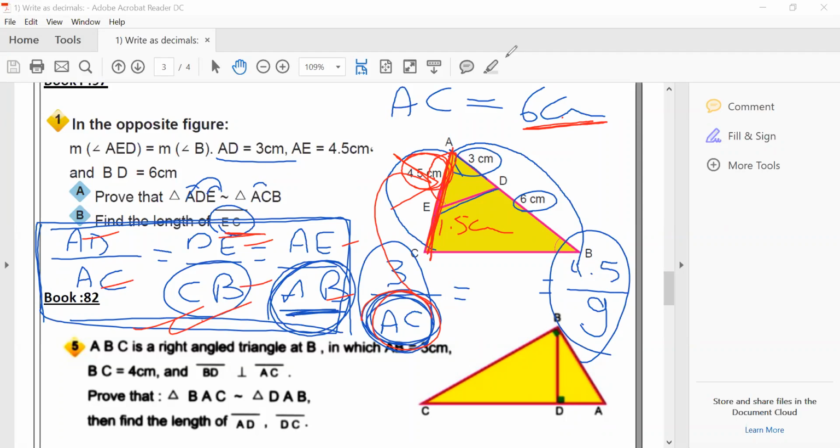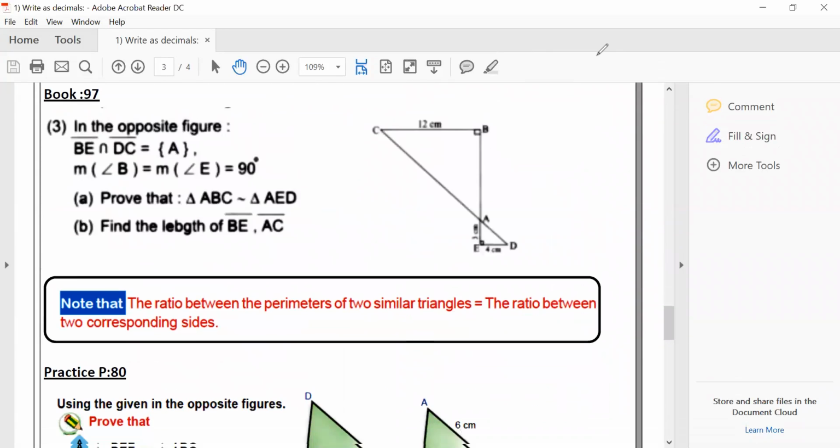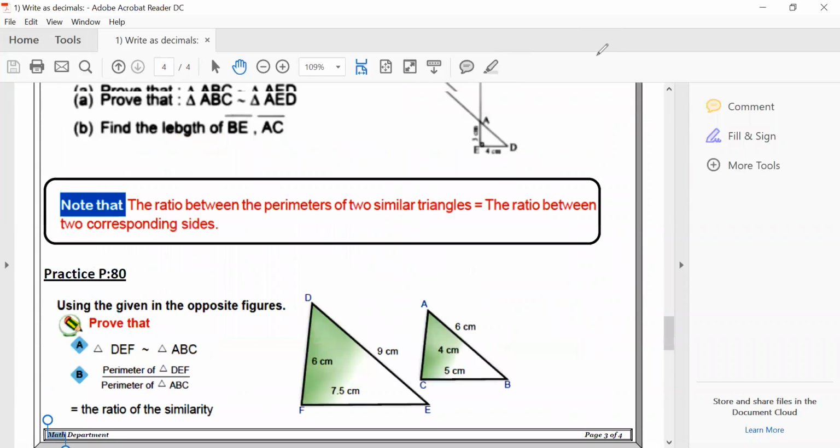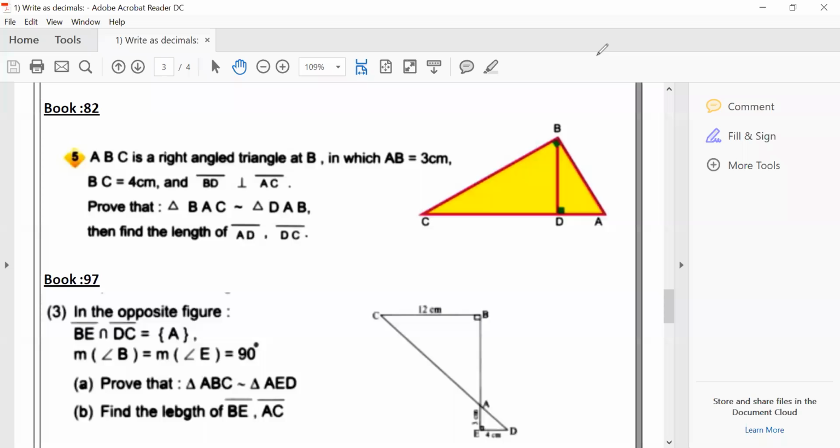Is this clear? Okay. Of course, I will not do all of this, okay? Let's take the next one. Then you have only 2 exercises, okay?